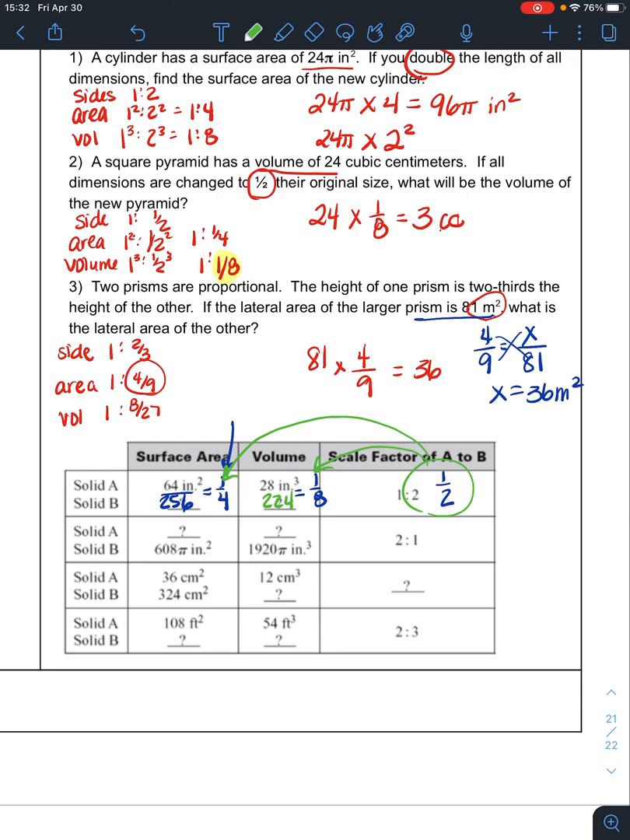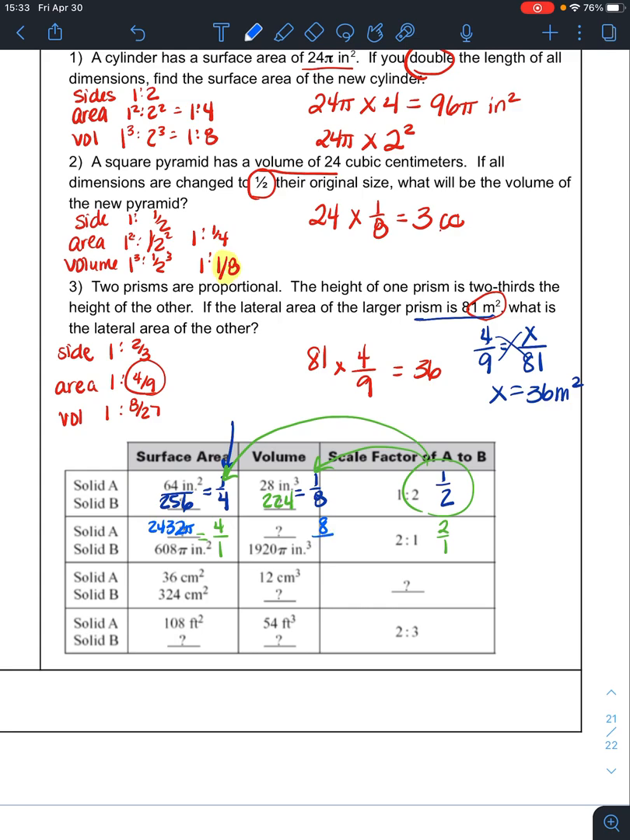Okay, so now I have a scale factor of 2 to 1. If we want to look at it like this, you can do 2 over 1. So my area ratio will be my sides ratio squared. So 2 squared is 4, 1 squared is 1. So I have this nice little proportion that's already set up for me. Cross multiply and solve, and you get that the area then would be 2432 pi.